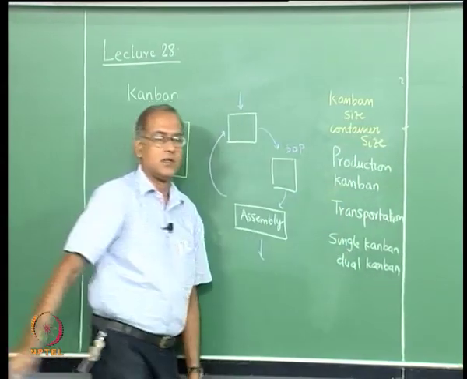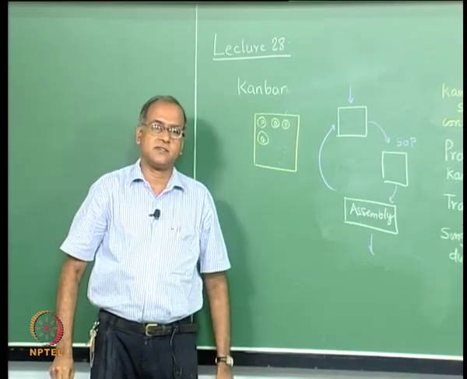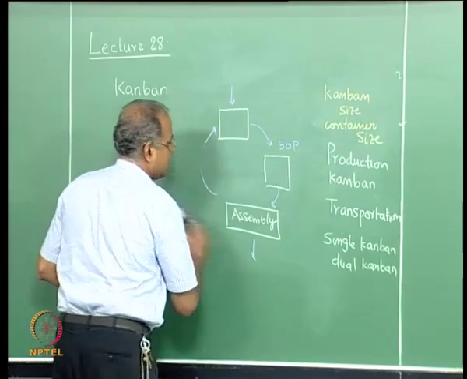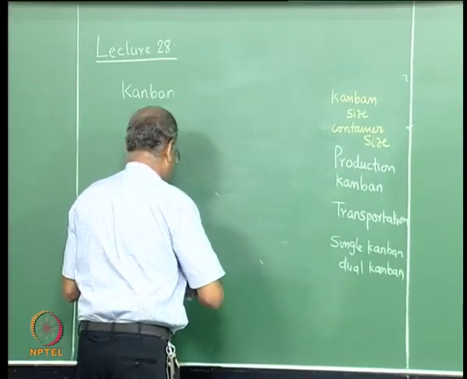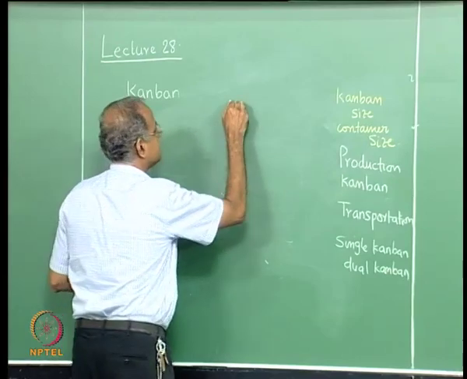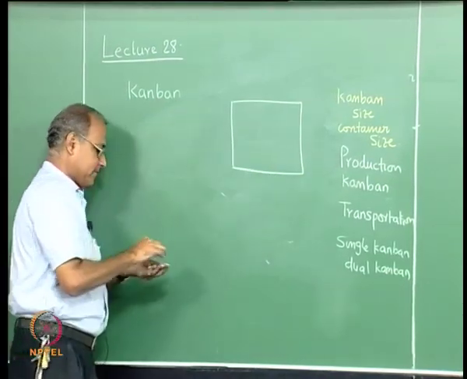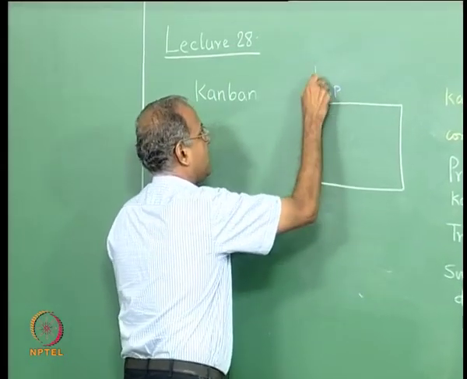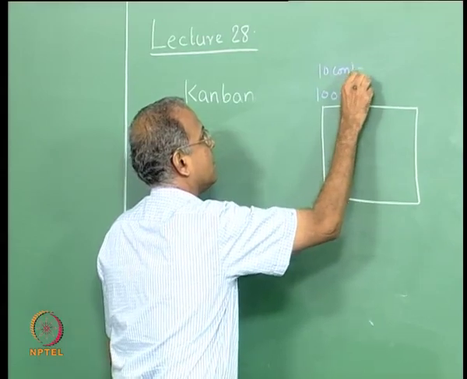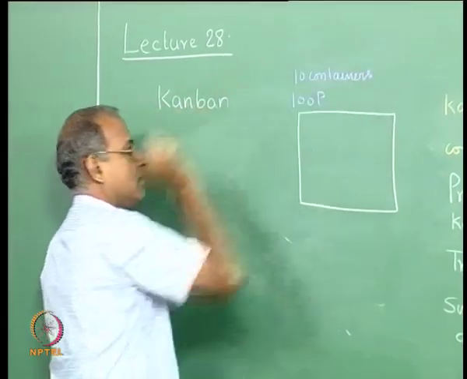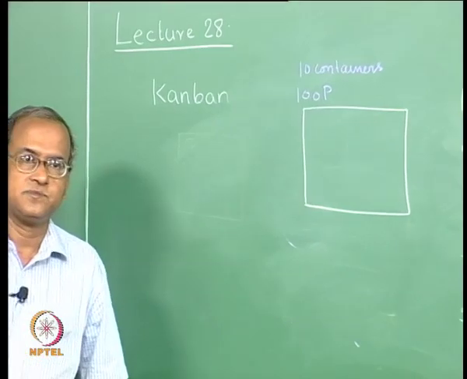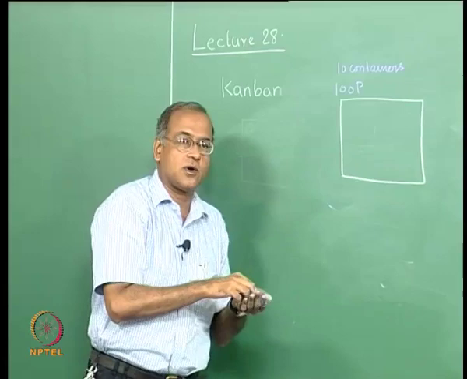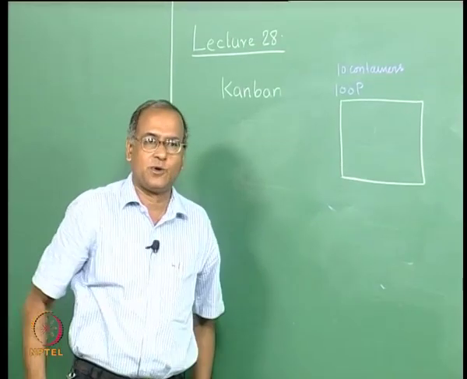Kanban size or container size. Now sometimes what will also happen is, when we go back to this, let us say 100 P comes every hour, so 10 containers come every hour, and we want to maintain a 1 hour inventory. So if 10 containers have to come here, it becomes extremely tight to do that.